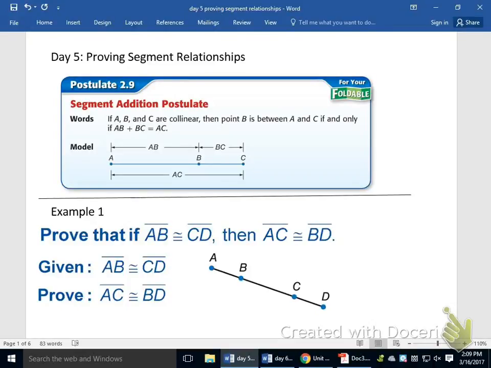Alright, this is day 5, proving segment relationships. What you see here that you need to copy into your notes is the segment addition postulate. It's a really common one to use: if you have a point between two other points, then the addition of the two smaller segments will equal the whole. That's represented with AB plus BC equals the whole segment, AC.